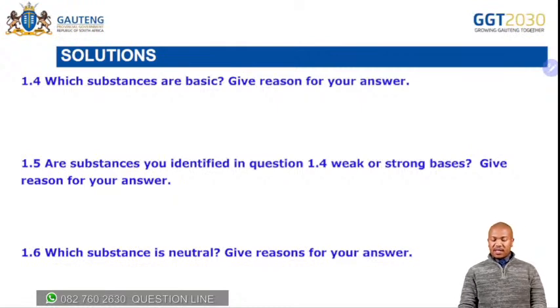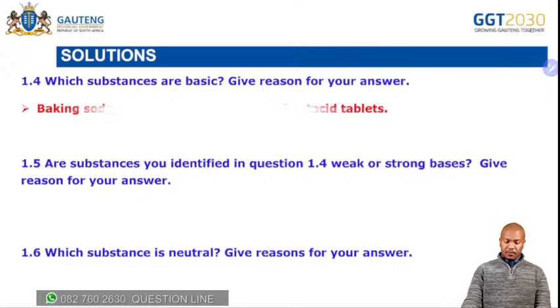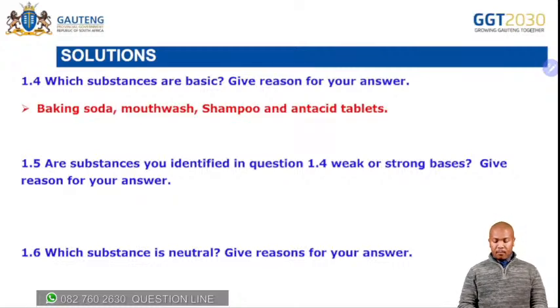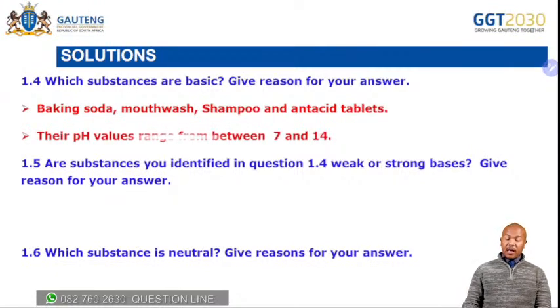Also, which substances are basic? Give a reason for your answer. It is baking soda, mouthwash, shampoo, and antacid tablets. This is because their pH values range from between 7 and 14.